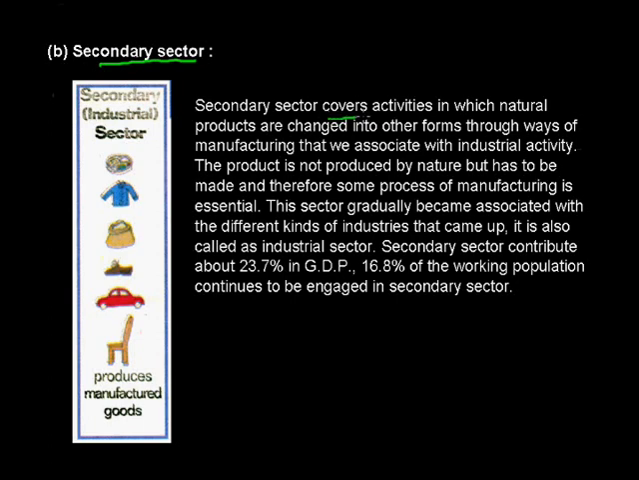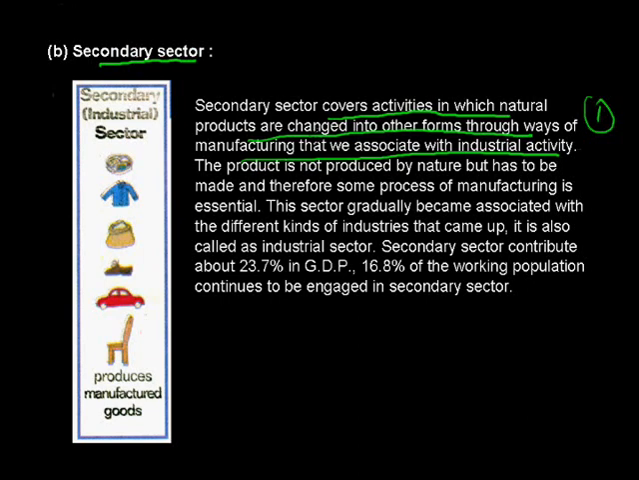It covers activities in which natural products are changed into other forms through ways of manufacturing that we associate with industrial activity. So that will give you the first point in the secondary sector. In the primary sector, as we have discussed, only the nature or natural products are derived. Natural products are derived with the use of nature.